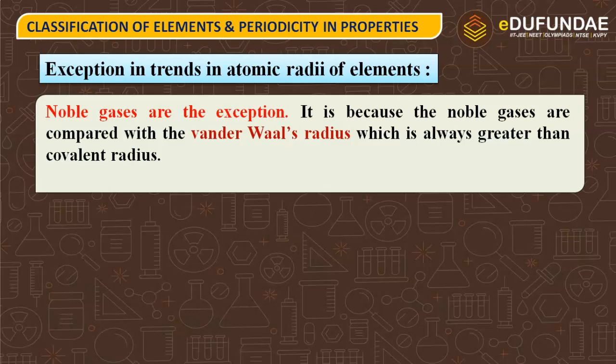So noble gases क्या करती हैं? They are having very low chemical reactivity and their atomic radii are non-bonded. That is why we consider van der Waals radius in case of noble gases. And since van der Waals radius is greater than covalent radius, that is why noble gases are the exception when we talk about the atomic radius.